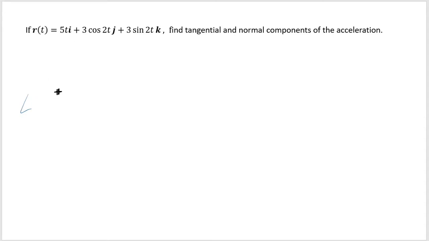And the question is: find the tangential and normal components of the acceleration. The formulas that you need for the tangential and normal components of the acceleration: first you have to find the unit tangent vector and the unit normal vector. Well, you don't really need the unit normal vector to find a_N, but you do need the unit tangent vector.